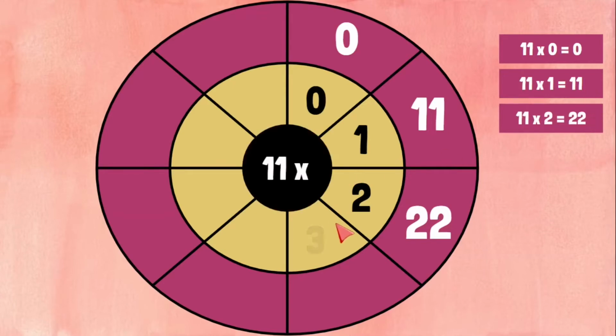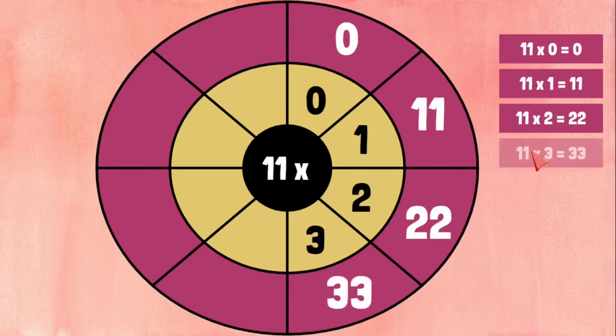11 times 3. We have 11 groups with 3 inside of each group. Or we can do 11 plus 11 plus 11, 3 times, which gives us 33. 11 times 3 equals 33.